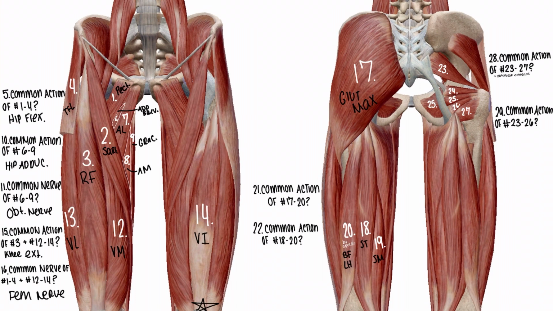All right, for number 21, the common action of 17 through 20 is going to be hip extension. That's including glute max, whereas for the common actions of numbers 18 through 20, so without glute max, and this picture doesn't show it, but biceps femoris short head is also included in this group. It's just not in this view. That's going to be knee flexion.